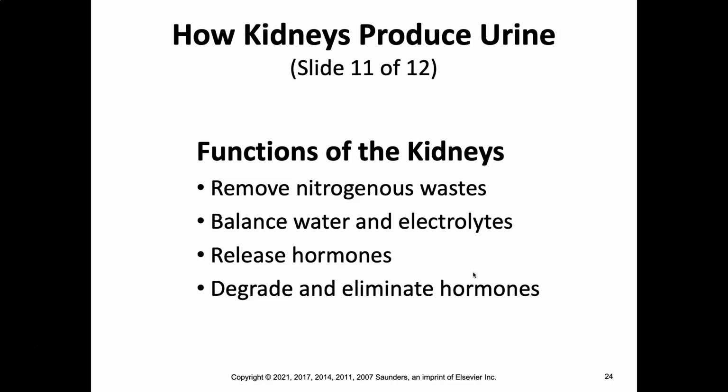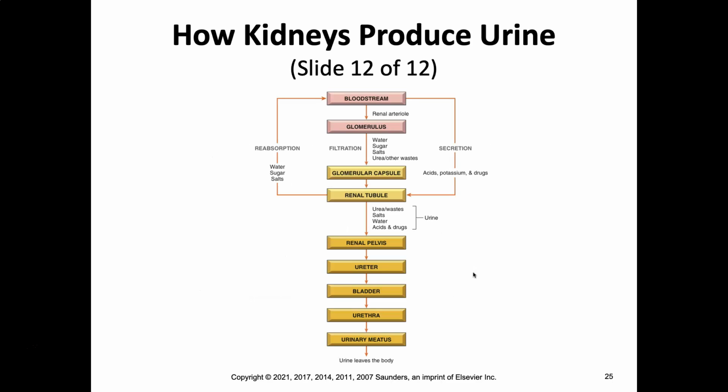So functions of the kidneys. They remove the waste, they balance the water and electrolytes, release hormones, and degrade and eliminate hormones. And you need to remember that, especially if you have anatomy and physiology coming up. This is a really good visual to help you see how from the bloodstream through the renal tubule, I cannot speak today, I'm so sorry, tubule, that process, how reabsorption, filtration, secretion occur. And then from the renal tubule down through the pelvis, the ureter, the bladder, the urethra to the meatus, and then the urine leaves the body.